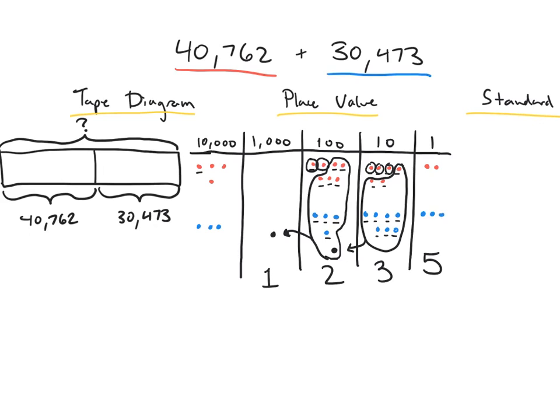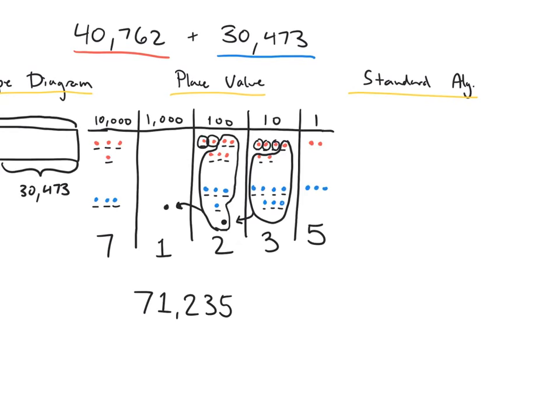And then I'm going to add up my 10,000s. 1, 2, 3, 4, 5, 6, 7, 10,000s. So I get my answer of 71,235. I'm going to use the standard algorithm as a way to, in this case, kind of double check my work. I'm making sure I'm lining up the ones place with the ones place, tens place with tens place, and each place value with the same place value for both numbers.